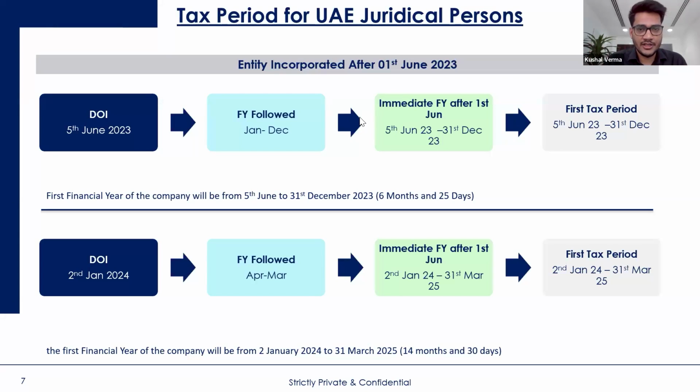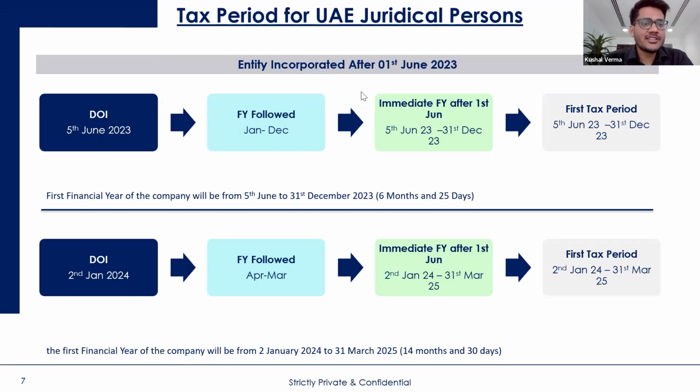31st December 2023. And as there is also another provision that we have to file our tax returns within 9 months from the ending of our tax period. As you can see, the tax period is ending on 31st December 2023. So these companies which are incorporated in June 2023 have to file their first tax return on 30th September 2024, which is 9 months after completion of their first tax period.